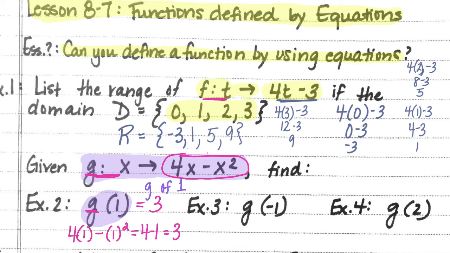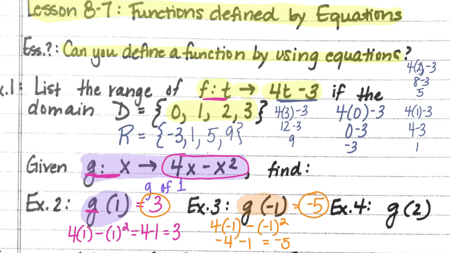So the next question just says, hey, we're going to the g equation again, but instead of putting in 1 or x, we're going to put in negative 1. 4 times negative 1 minus negative 1 squared is negative 4 minus 1, which is negative 5.